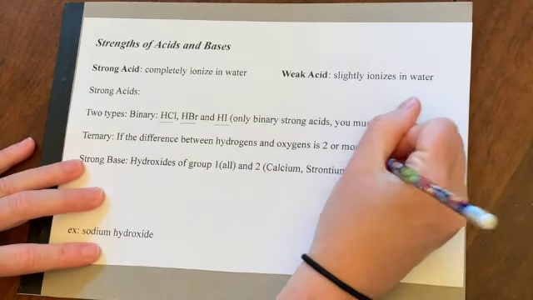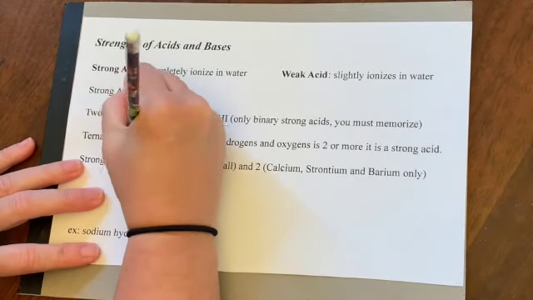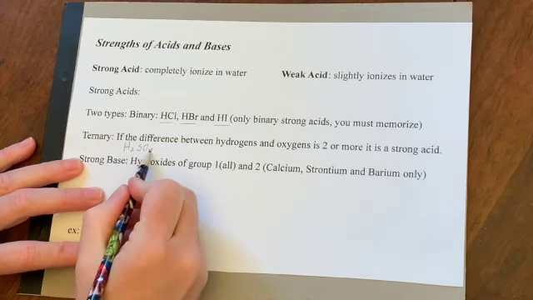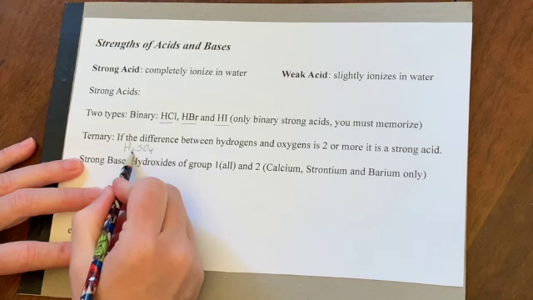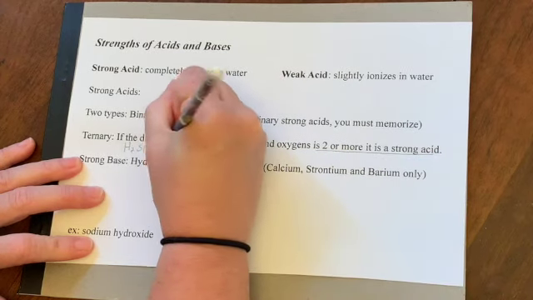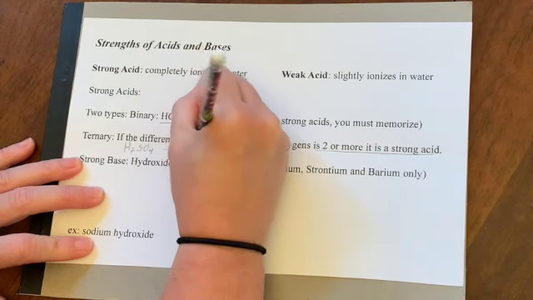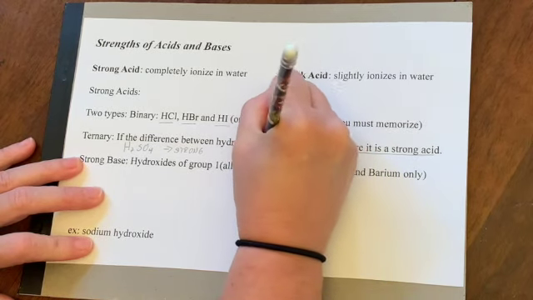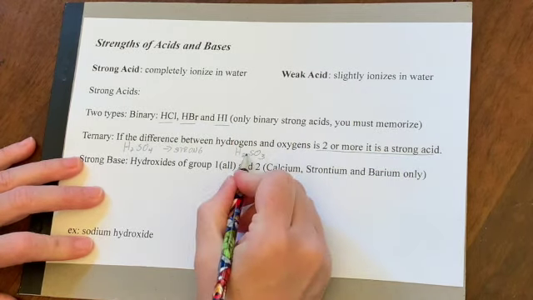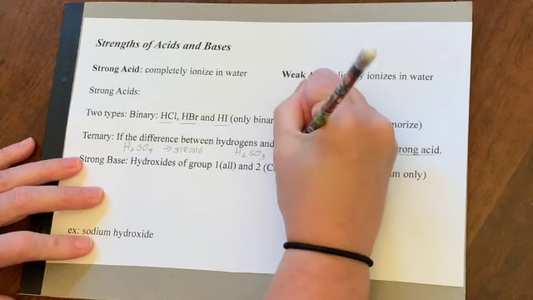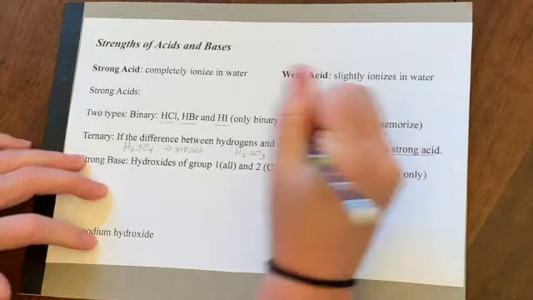Let's look at some examples. If you're dealing with H2SO4, what you're going to do is say, I have 4 oxygens, I have 2 hydrogens, 4 minus 2 is 2. So that means it is 2 or greater, so this one is strong. If I'm looking, let's say, at H2SO3, 3 minus 2 is just 1. So this would be a weak acid. It's as simple as that.